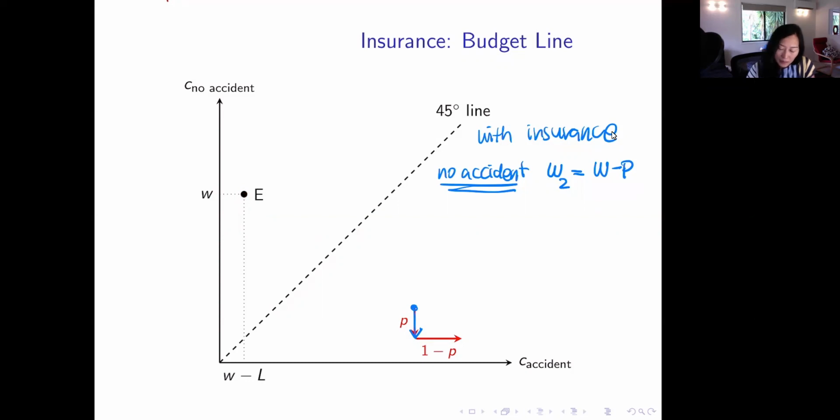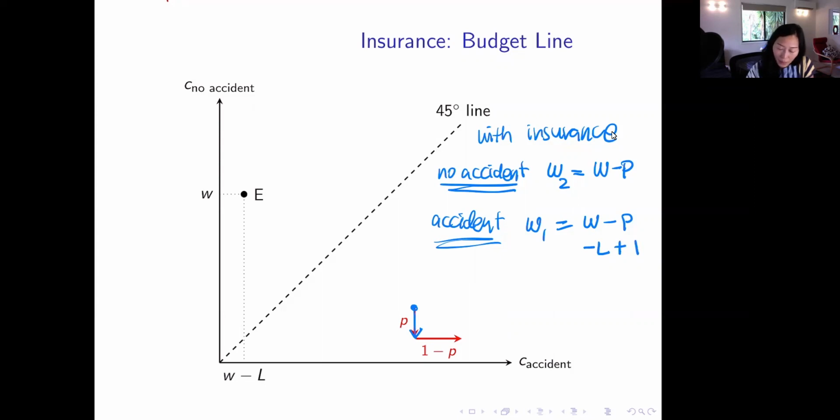If you had an accident, then your W1 would be, of course, after you already paid for the insurance, you will end up with W less P less L because of the accident, but then you are compensated by 1.